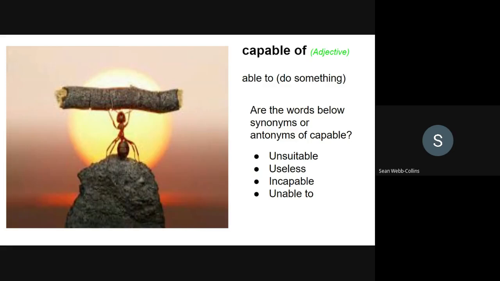Synonyms are words that have the same or similar meaning, while antonyms are, what is an antonym? It is the opposite of a synonym. Words that have the opposite meanings. For example, good and evil, light and dark. So, are the words below synonyms or antonyms of capable? Unsuitable, useless, incapable, or unable to do? Well, being capable of something means being able to do something, so these must be antonyms. They are antonyms because they are un or in. That means they are the negative form.